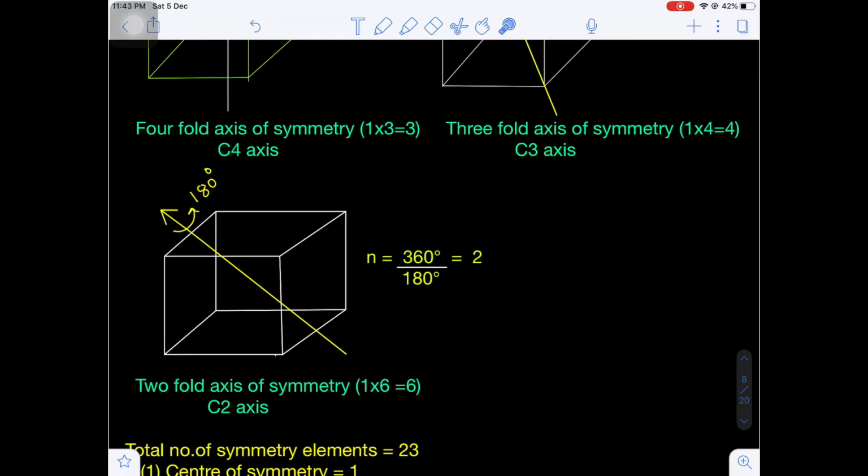Now one more type of axis of symmetry will be present here. Now what I am doing, this is the edge. So how many edges will be there in total? There are a total of 12 edges present here.